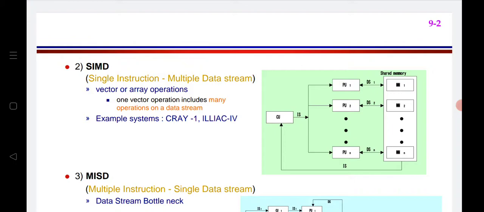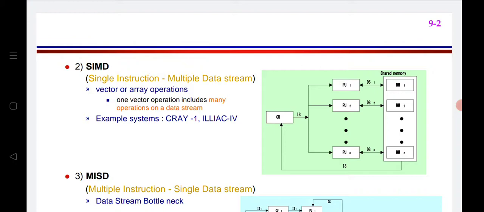One vector operation includes many operations on a data stream. Examples are Cray-1 and ILLIAC IV, which are examples of this system. Now, how is it executed here?